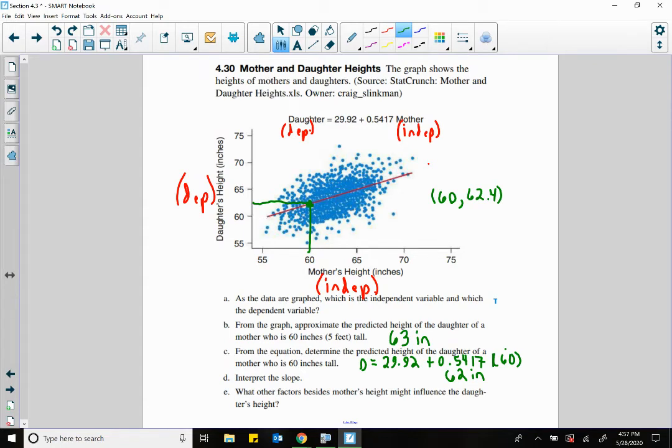At 65, right here, it looks like this guy is probably about at 65 too. So if your mother is 65 inches tall, then the mean value of all the girls that we looked at was also 65.